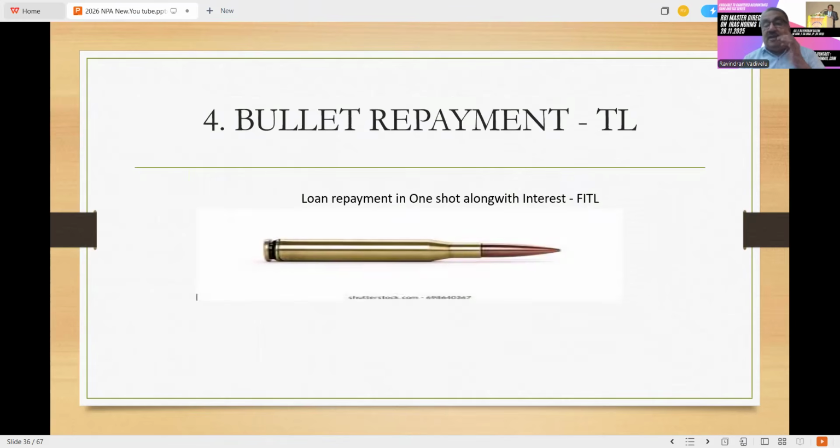And the fourth method of repayment is bullet repayment. In that bullet repayment, at one shot you have to make the payment. The loans that come under bullet repayment are the JUL loan and FITL, funded interest term loan. So the end date is called the due date. From that date, you have to add 90 days. Within that 90 days, if the dues have not been paid, then that account has to be treated as NPA. This is with reference to bullet payment.